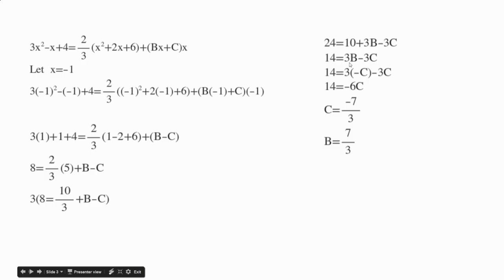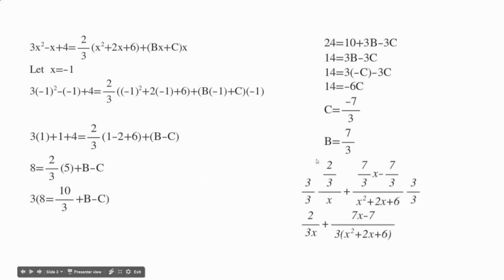Now we know that B equals negative C, so we're going to put in a negative C for B, and that's going to give you 14 equals negative 3C minus 3C. So 14 equals negative 6C. Therefore, we know that C equals negative 7/3, which means B must equal positive 7/3. And so now we're going to plug that right into our equation, A over x, so 2/3 over x, then Bx, so 7/3 x, plus C, so minus 7/3, all over x squared plus 2x plus 6.